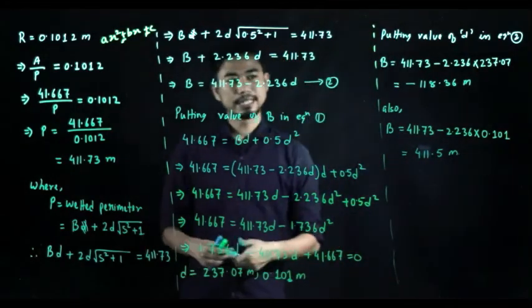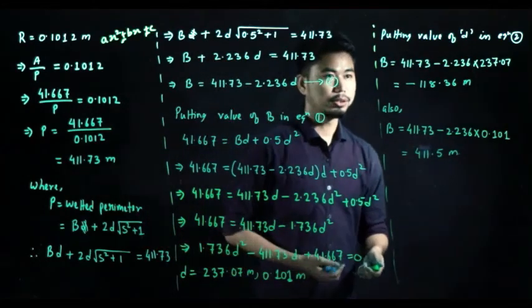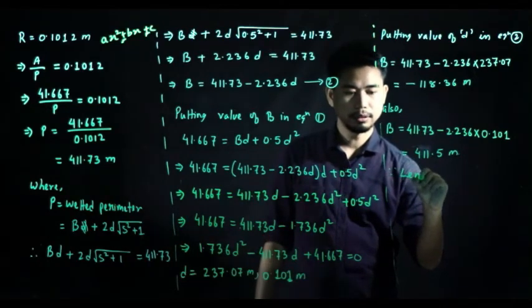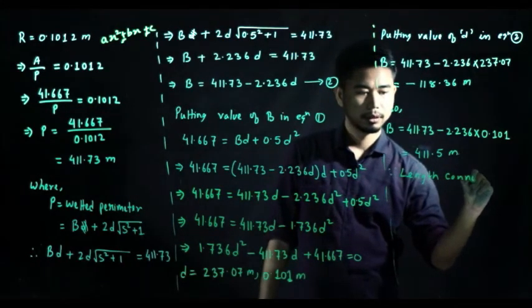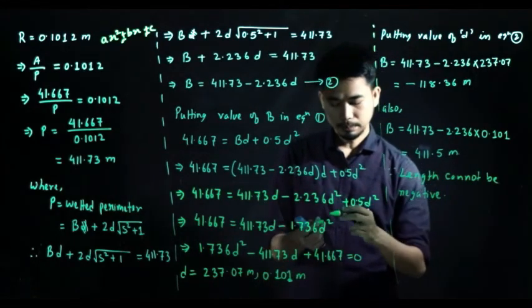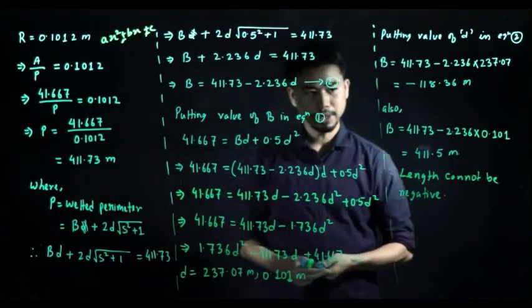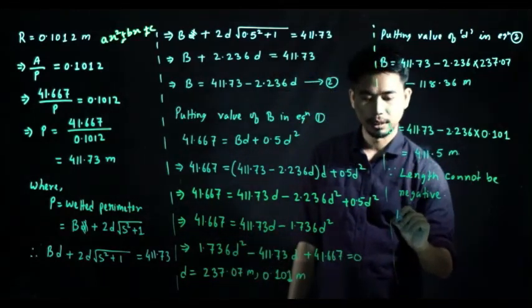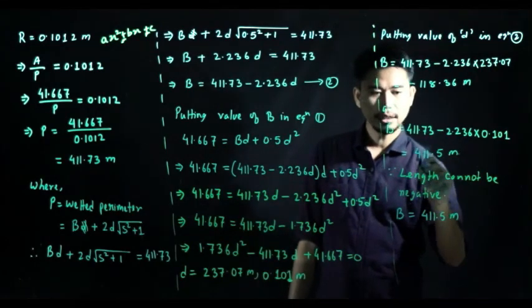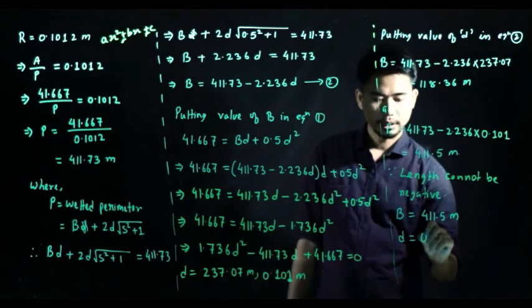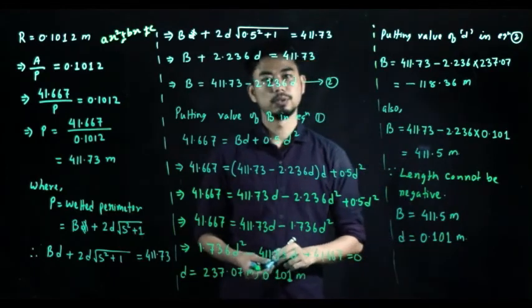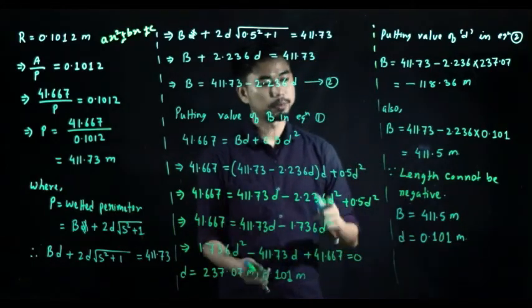So what is the meaning of a negative length? It is meaningless. Length cannot be negative. So since length cannot be negative, which value of B are you going to accept? We will be accepting the second one. Therefore B will be 411.5 meter and the corresponding D value for this is 0.101 meter.